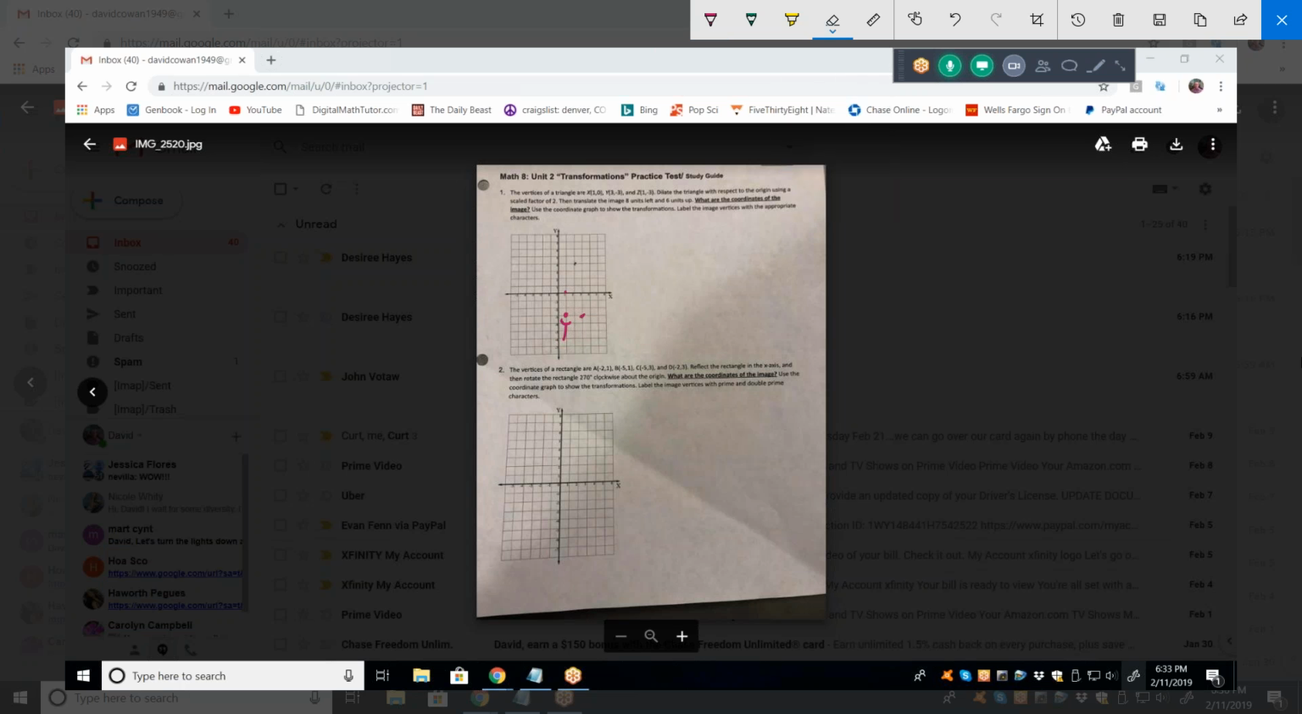I'm going to erase the X because it's going to get in the way of our triangle. So I'll label that as X, I'll label that as Y, and this point is Z. Okay, so dilate the triangle with respect to the origin using a scale factor of 2. First of all, if we draw the triangle, there it is.